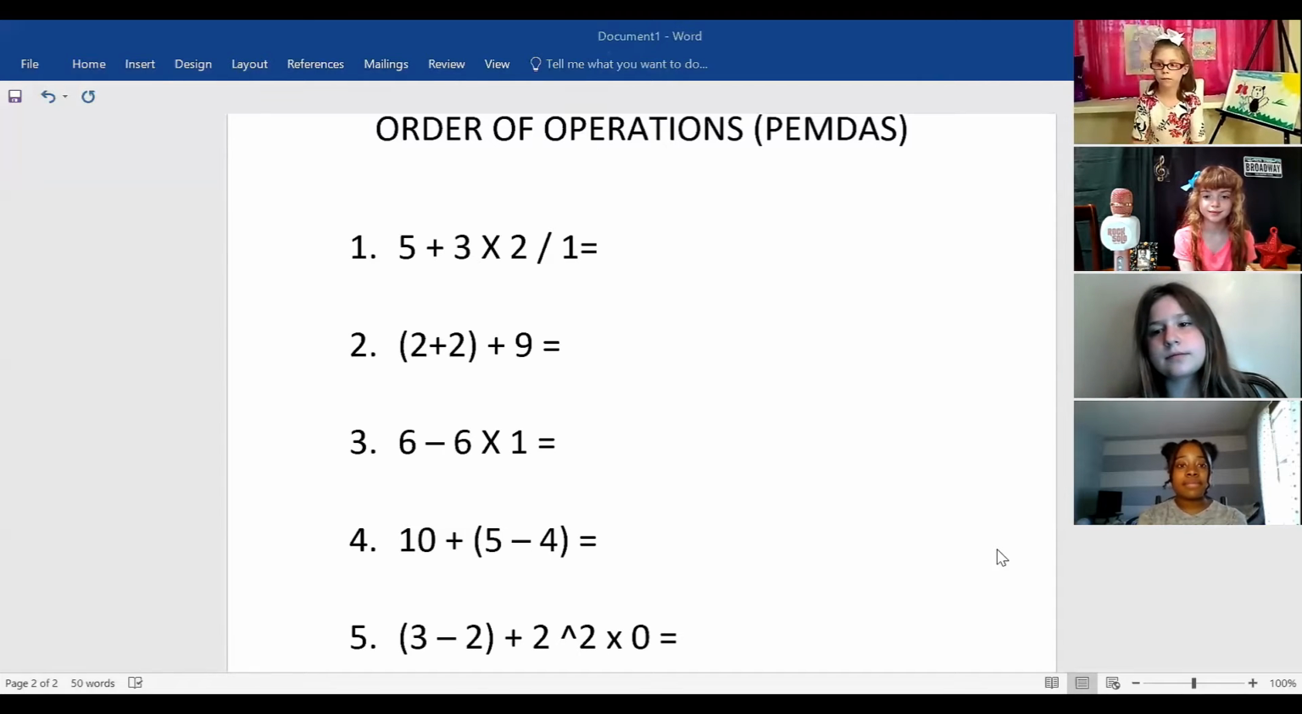Kovu, it's your turn. So 6 times 1 is 6. And 6 minus 6 is 0. So 0. Correct. I will do the next one. Since there are parentheses, you would do 5 minus 4, which would equal 1. Then you would add 10 to 1, which would equal 11. So the answer is 11. Now, Songbird, you can do the last one. Well, since there's parentheses, you do 3 minus 2 equals 1. Now the exponent, 2 to the second power, which is 4. And now the multiplication, which is 2 times 0 equals 0. And then you add those and you get 1. Yes.